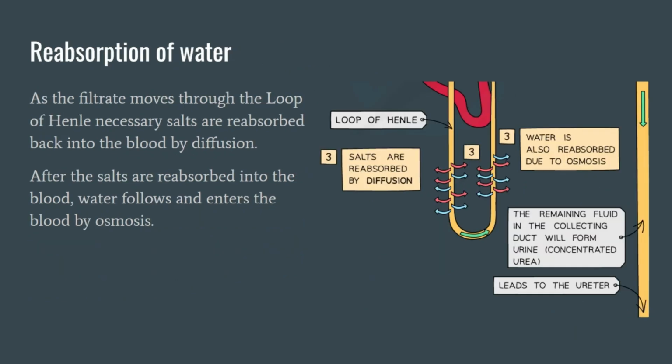As the filtrate moves through the loop of Henle, necessary salts are reabsorbed back into the blood by diffusion. After the salts are reabsorbed into the blood, it forms a concentration gradient which allows water to enter the blood by osmosis. The reabsorption of water also occurs in the collecting ducts, albeit in different amounts depending on how much water the body needs at a certain time.